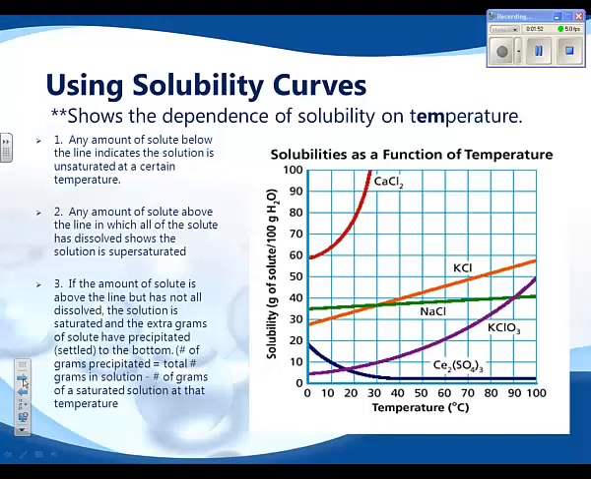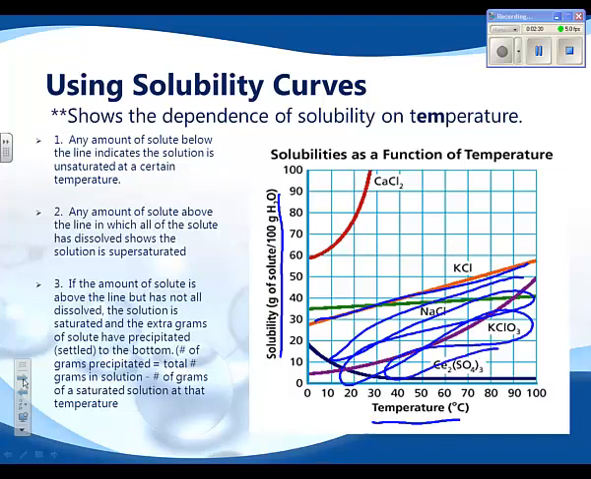So, solubility curves. These are pretty simple, but they show the dependency of solubility on temperature. You see on the left is solubility in 100 grams of H2O, whereas the bottom is the temperature that you're dissolving it at. Then you have three ways of reading this. Let's take this potassium chloride right here, this orange line, which I'm going to label blue. Number one, any amount of solid below the line indicates the solution is unsaturated. So everything over here that I'm coloring in blue is unsaturated.